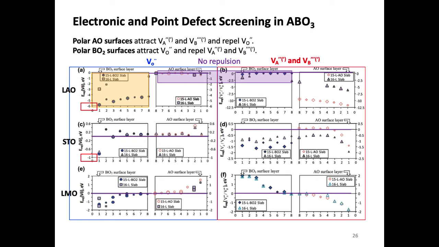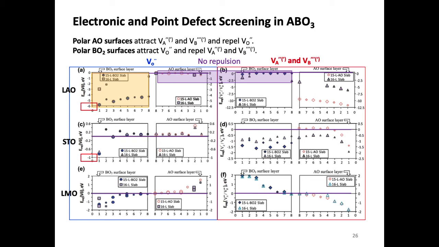So let's move on to electronic and point defect screening in ABO3 with the three examples we just mentioned in the previous slides. We can understand that polar AO surfaces, due to the electrostatics involved, attract the cation vacancies and repel oxygen vacancies. In the meantime, polar BO2 surfaces will attract oxygen vacancies and repel the cation vacancies. This is the general rule.